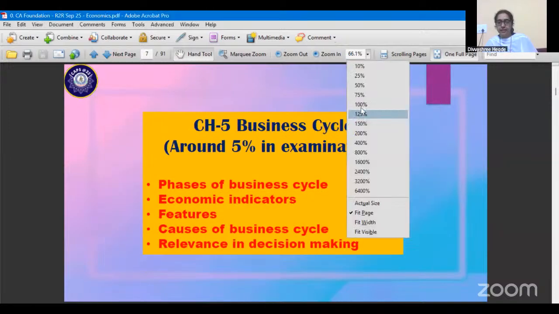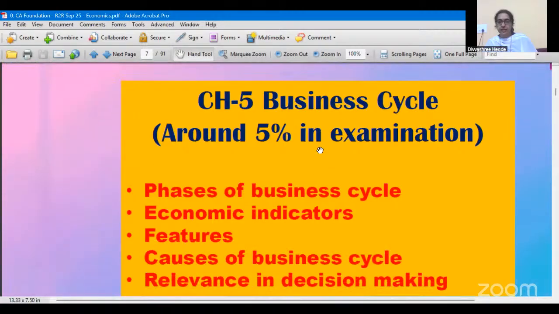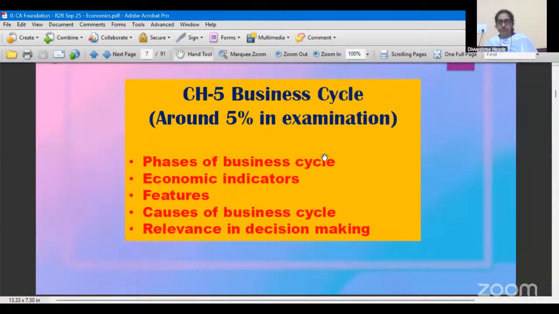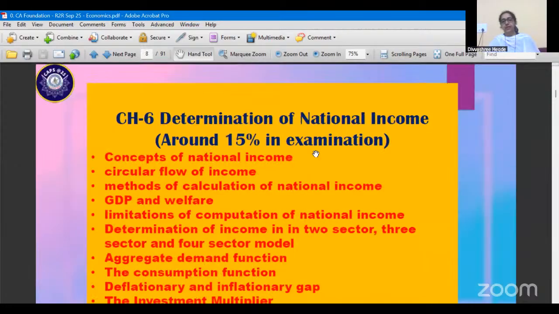And then we have business cycle, around again 5%. So phases of business cycle, economic indicators, features, causes, and all.